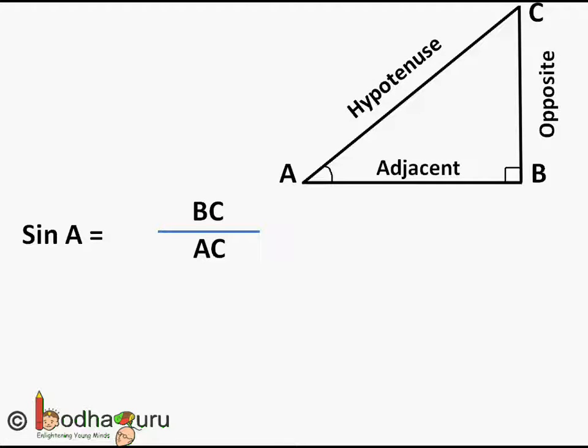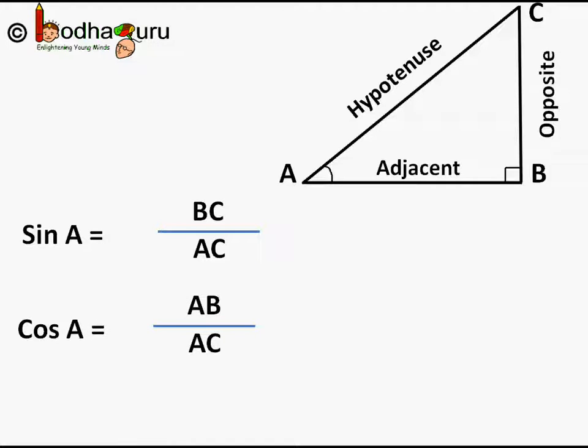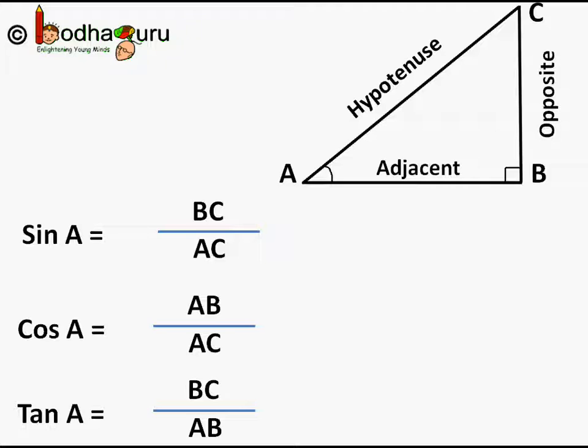Sine of A is equal to opposite side by hypotenuse, which is BC by AC. Cosine of A, or cos of A, is adjacent side by hypotenuse, which is AB by AC. And tangent of A, or in short form tan of angle A, is equal to opposite side by adjacent side, which is BC by AB. So this we learned in our last videos.